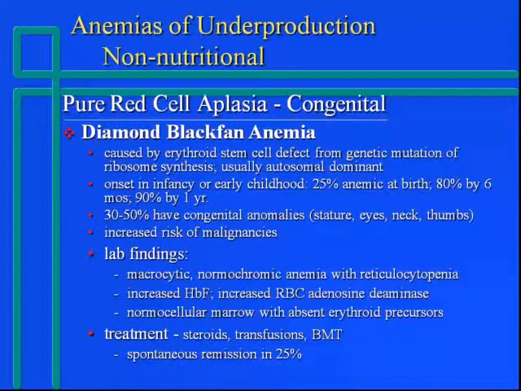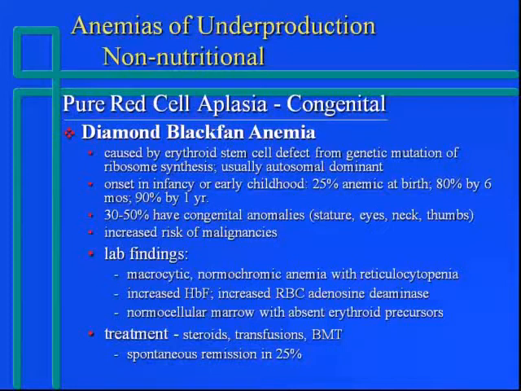Up to half of these children will have identifiable congenital anomalies, such as short stature, changes in the eyes, hypertelorism, neck, or thumb abnormalities. Patients with Diamond-Blackfan anemia are at increased risk of malignancy throughout their lifetime. The lab findings are a macrocytic normochromic anemia, and notably with a low reticulocyte count, or reticulocytopenia, and that's because this is a production problem. We will see an elevated fetal hemoglobin and often an elevated red blood cell adenosine deaminase.